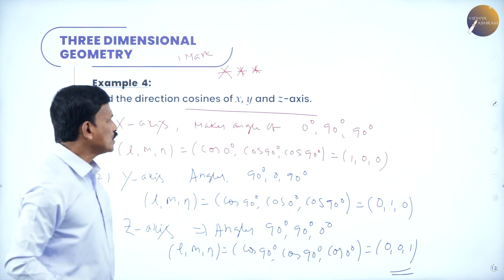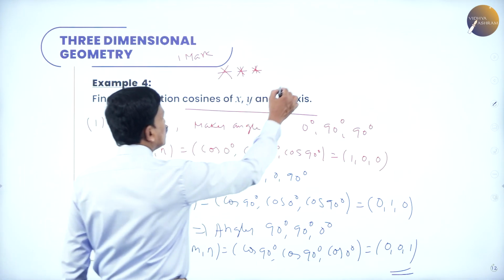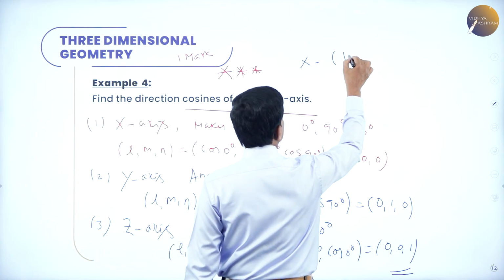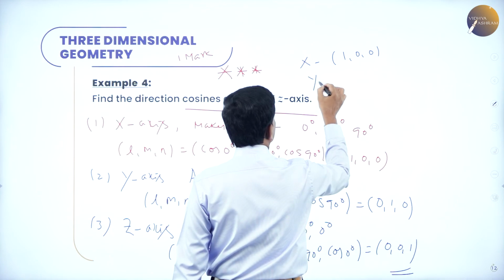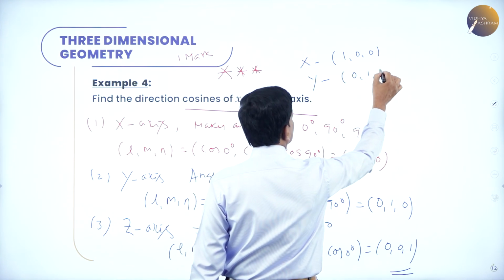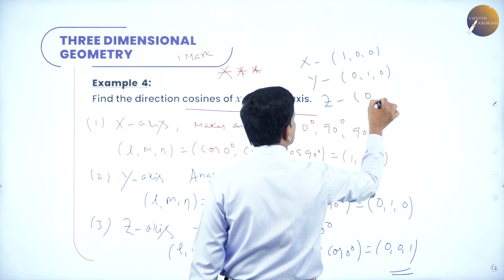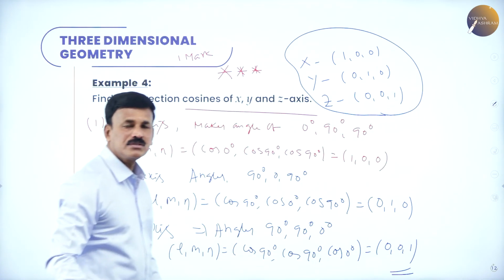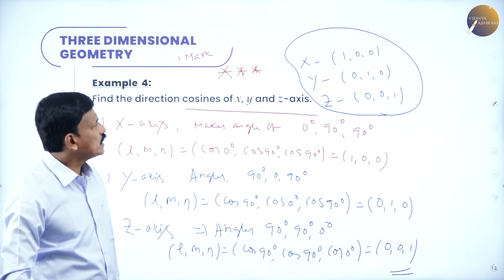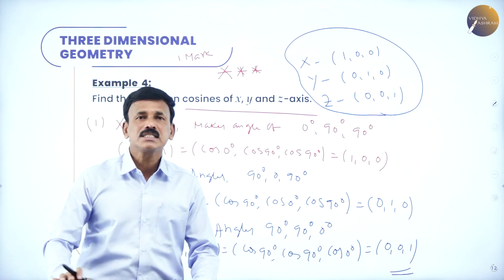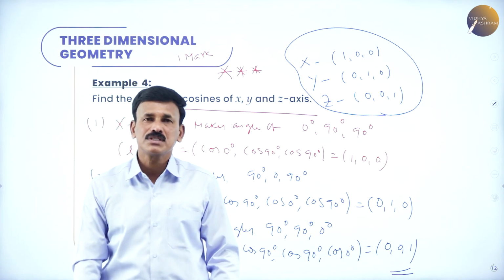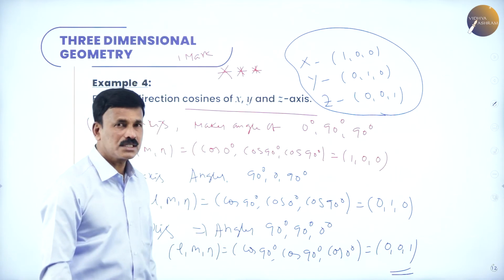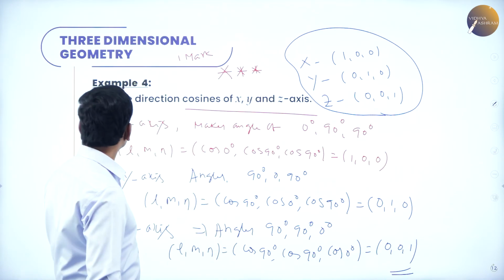So, therefore, in general, the direction cosines on the x-axis are 1, 0, 0. On the y-axis, 0, 1, 0. On the z-axis, it is 0, 0, 1. If you remember this much, you will get any one. For 1 mark they may ask x-axis, y-axis or z-axis. On the x-axis 1, 0, 0. Y-axis 0, 1, 0. On the z-axis 0, 0, 1. That's it. Okay. Now let us come to the next problem.